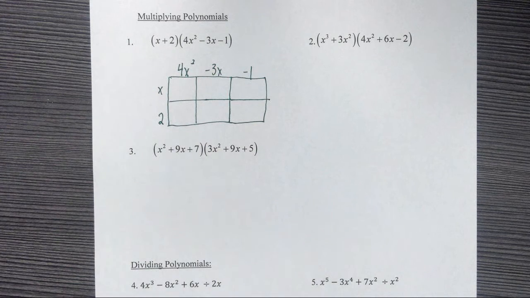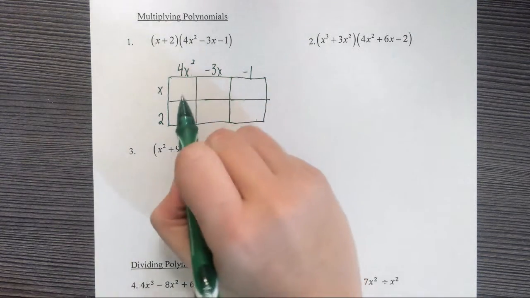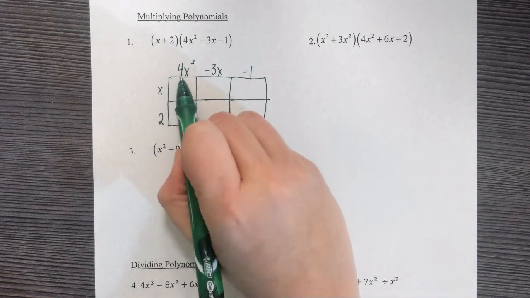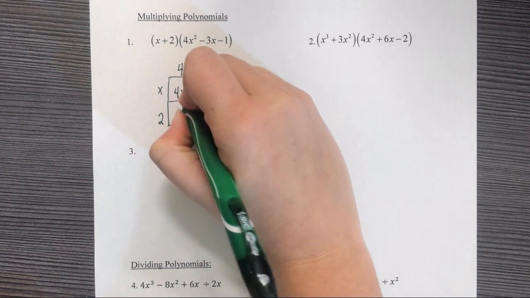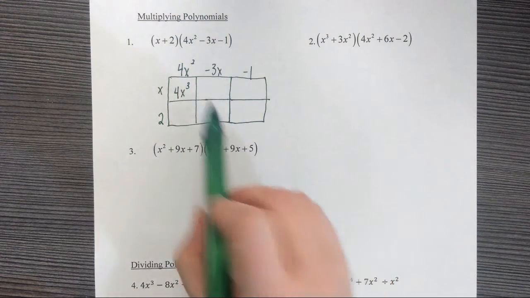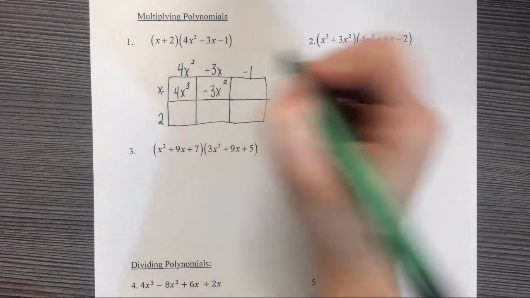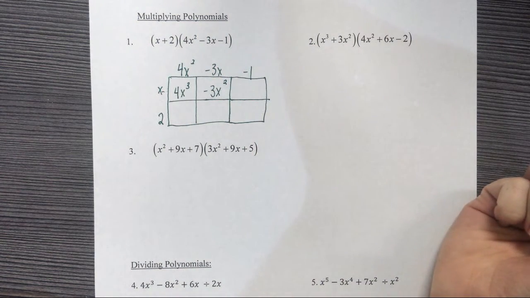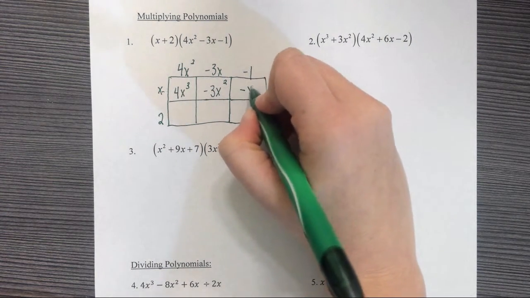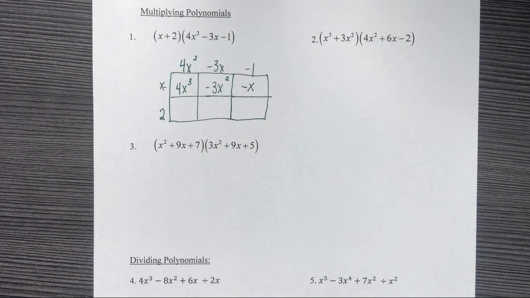So how you need to multiply is by multiplying the things on the outside. So in order to fill in this box, I'm going to multiply x times 4x squared. So that's going to be 4x cubed. X times negative 3x is negative 3x squared. And then x times negative 1 is going to be negative x.